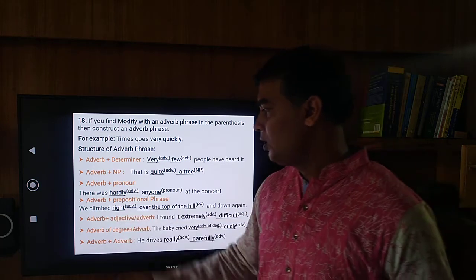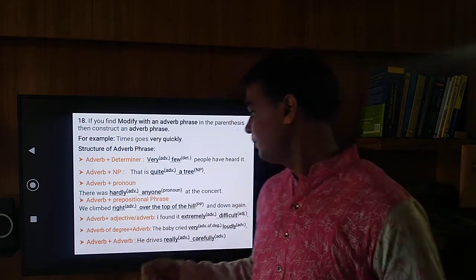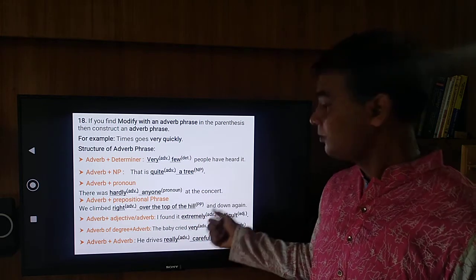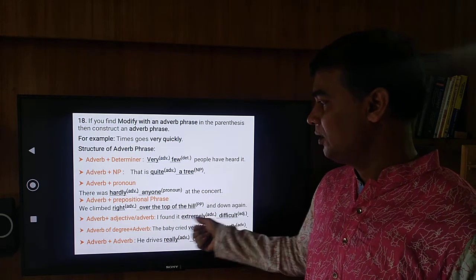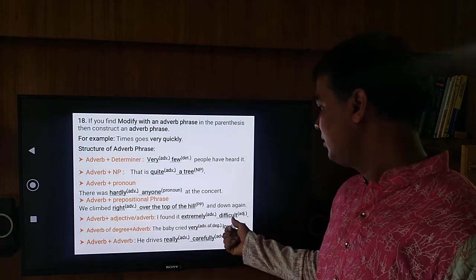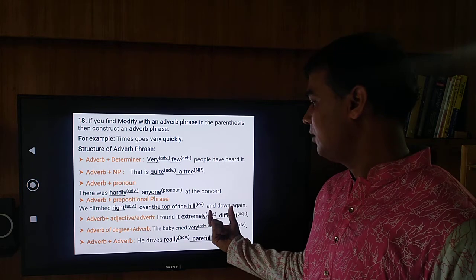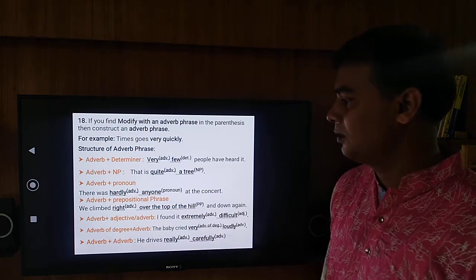And next one, adverb plus adjective or adverb. You see, I found it extremely difficult. Here, extremely is an adverb. Then adjective, difficult. So combining adverb and adjective, we can construct an adverb phrase, extremely difficult.